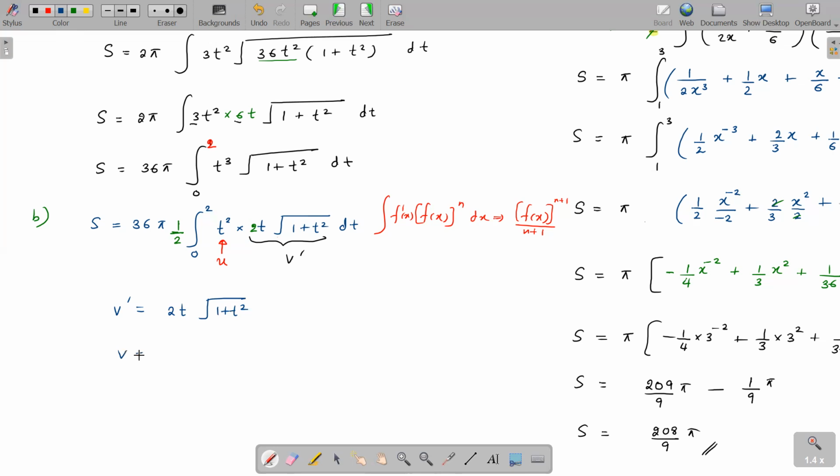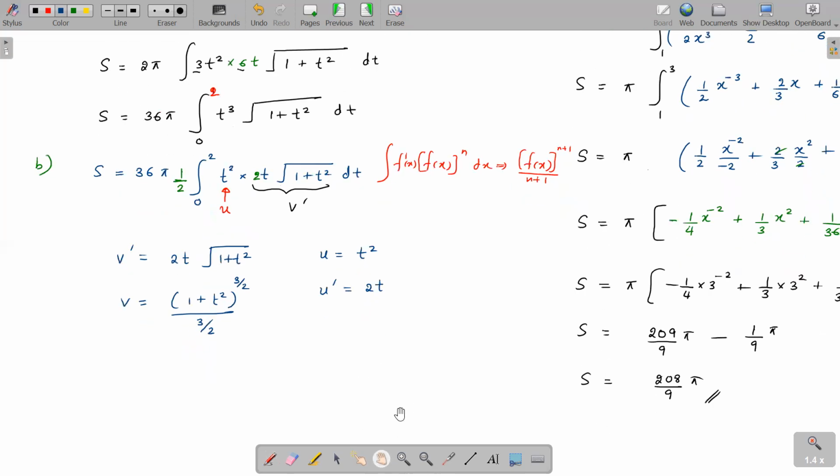V dash to v, we integrate. How do we integrate? f dash x f(x) to the power n. You add 1 to the power n here. Root is power half. When you add 1, it's 3 over 2. Divide by 3 over 2. Is that okay? And then u is t square. U to u dash is differentiation. T square differentiation is 2t. Okay, t square differentiation is 2t.